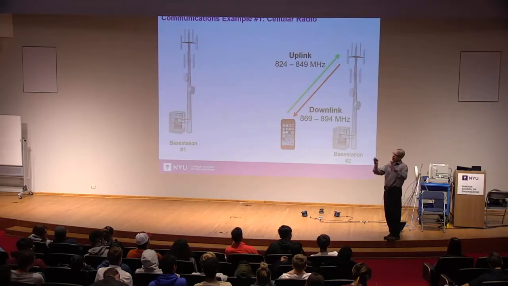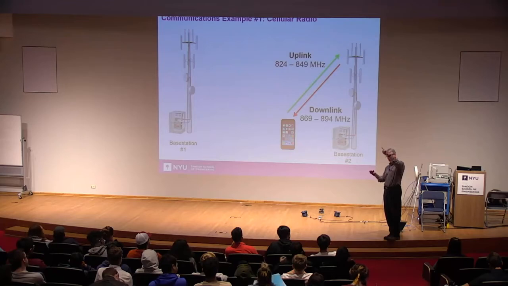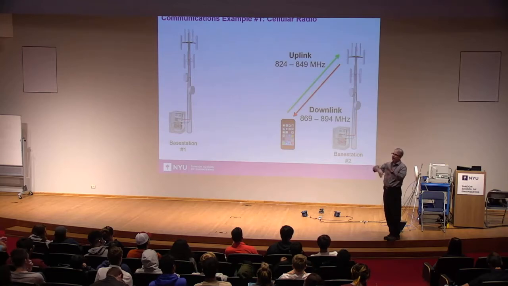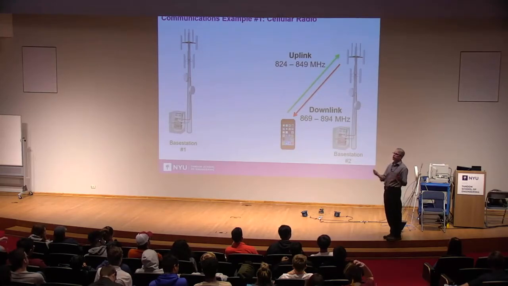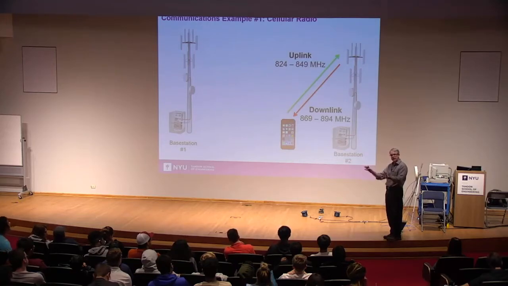So we'll put the call from your phone to the base station, the uplink, at one set of frequencies, and we'll put the call from the base station to you at a different set. That allows full duplex, allows us to simultaneously communicate at the same time. So this is what an electrical engineer would use. One of our tools is, we have a lot of frequencies, so let's split up frequencies in different places.